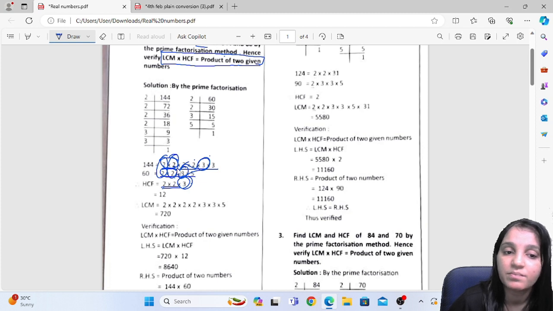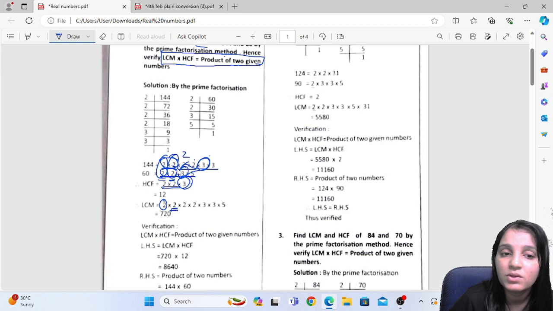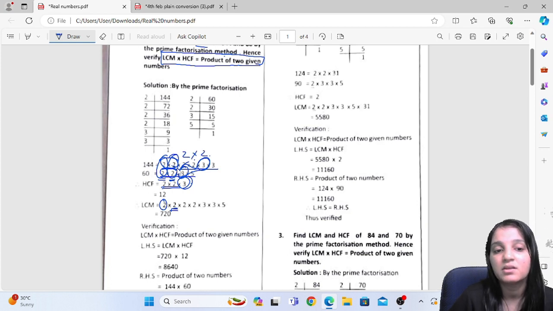See, 2 into 2 into 2, and then see, these two first, because they are common, we take only one. These two we take as one 2. This pair we take as one pair, one number 2. Then the remaining 2 into 2 which is here, we take separately, because they don't have any pair in the second number.